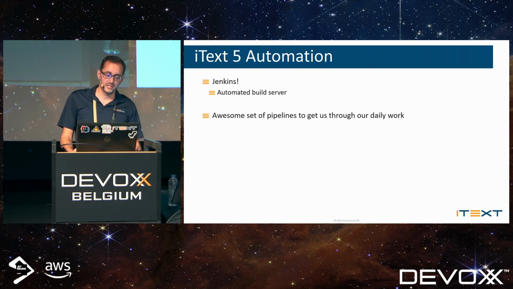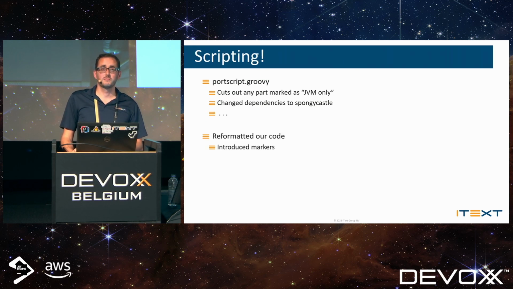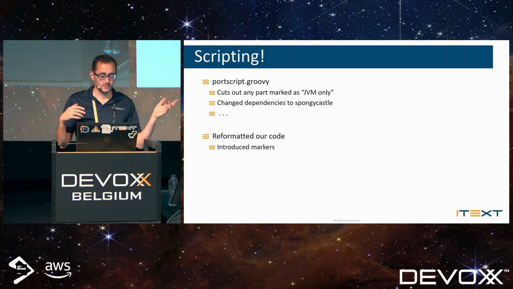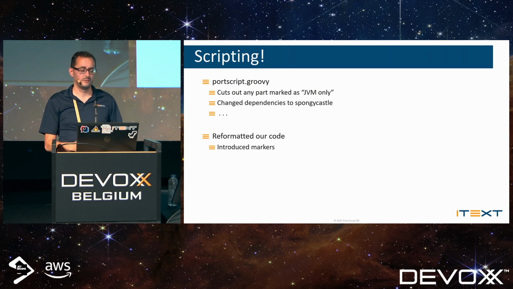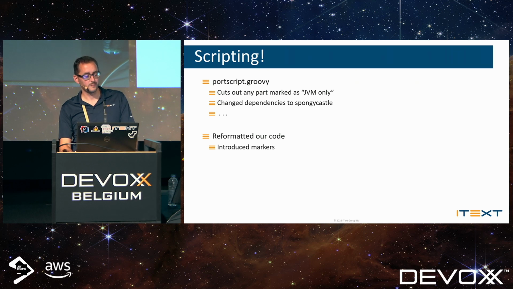So in that Jenkins build pipeline for iText 5, we had a script, a very simple script. It's a Groovy script. And it runs through all the source code on iText. It cuts out any parts that are marked as JVM only or as Android, or exclude from Android or something like that. And we changed the dependencies to SpongyCastle, etc. We did some license key provisions that we also had to change in that code. So we reformatted our code. We introduced markers, and we would position, for instance, all the AWT methods in any given class at the bottom, excuse me, so that we would easily be able to truncate the file.